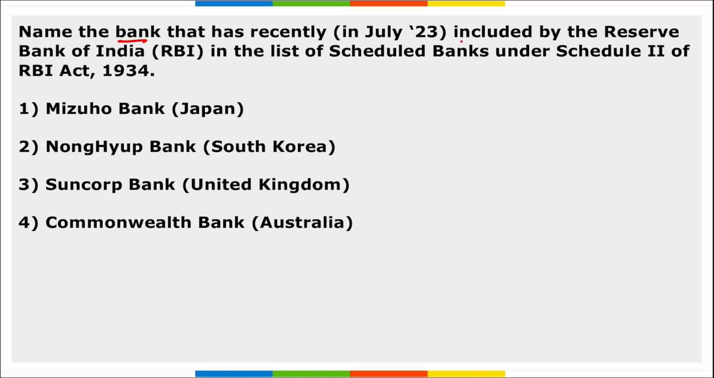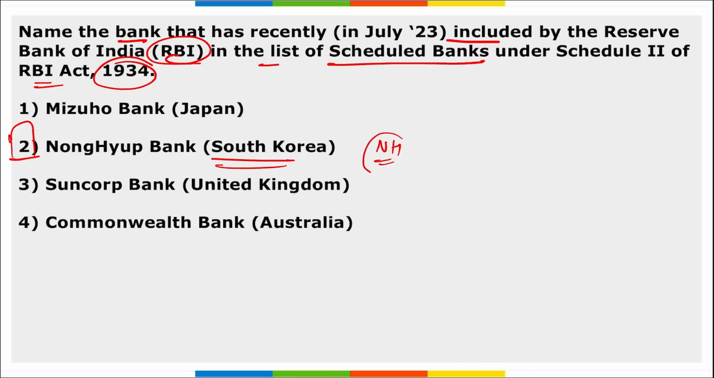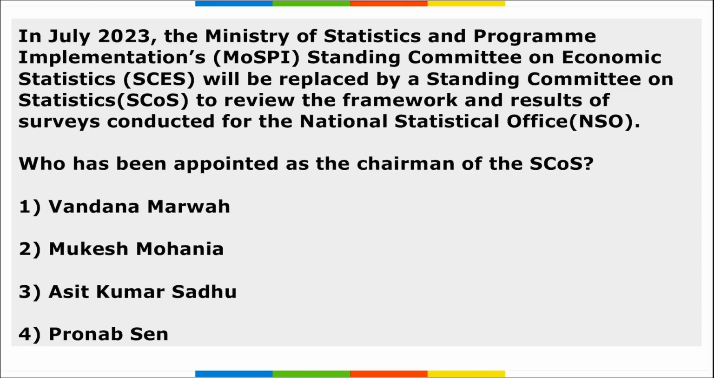Next, name the bank that RBI recently included in the list of scheduled banks under Schedule 2 of the RBI Act of 1934. It is NH Bank of South Korea, right? And they have been included in the list of scheduled banks under Schedule 2 of the RBI Act of 1934. Remember, where is the headquarters of this bank? The headquarters of this bank is located in Seoul, South Korea, and it was established in 2012, and it is a commercial bank.